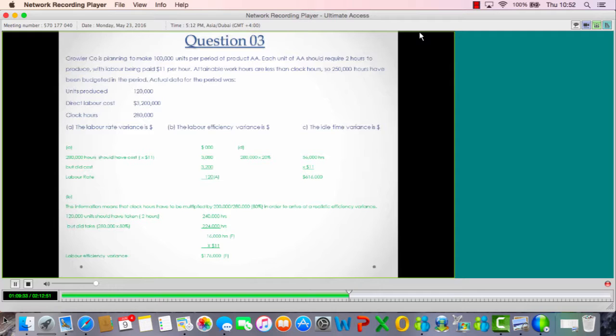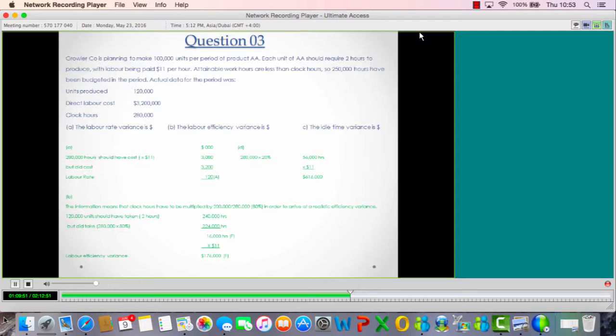In the solution, it's given 200 divided by 280. That's why I got confused. Sorry, sir, this is wrong. Yes, it should be a small mistake of mine. It should be 80%. Sorry, that's my mistake.